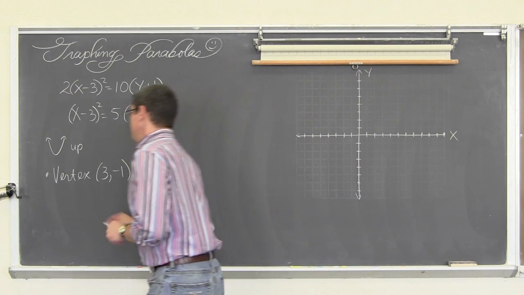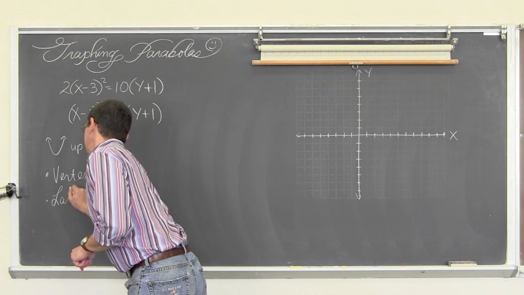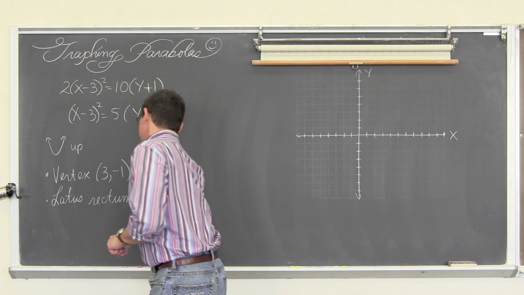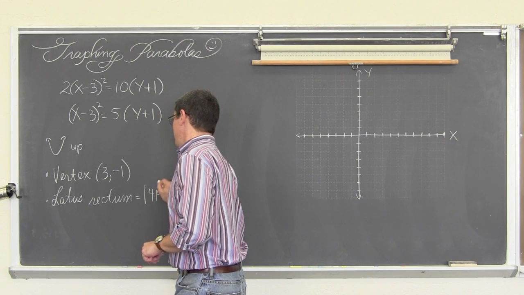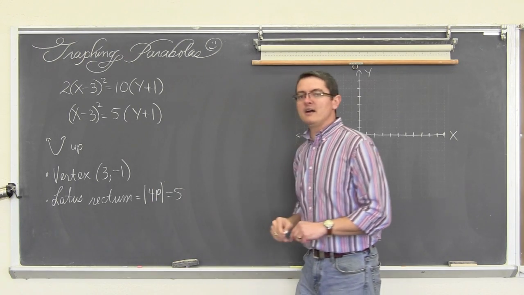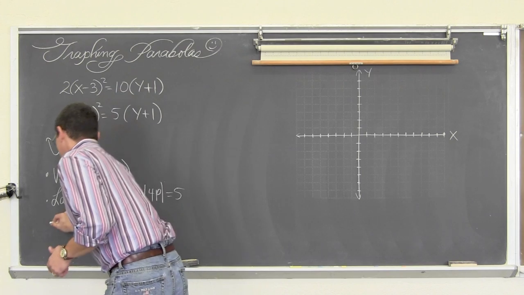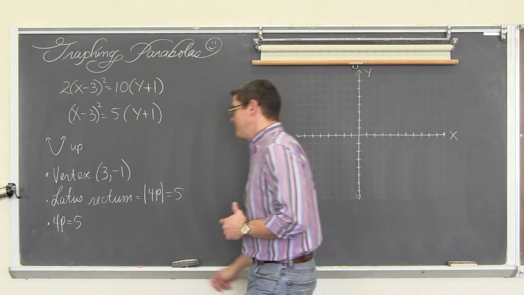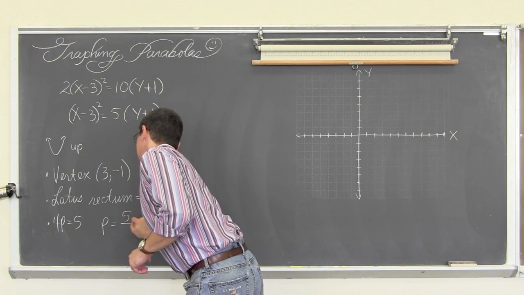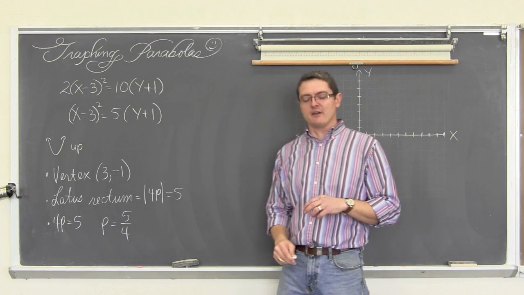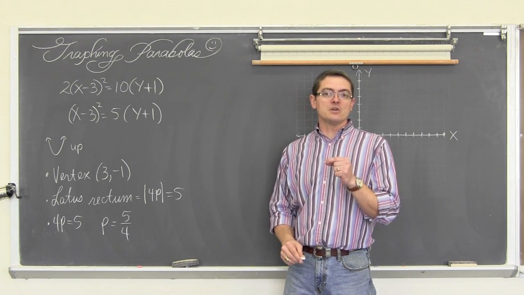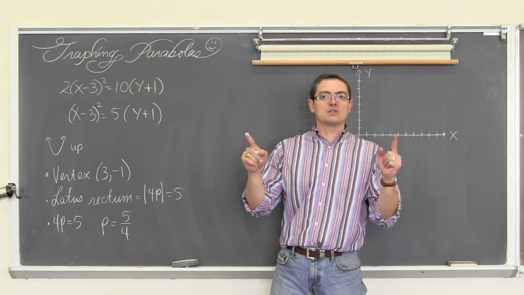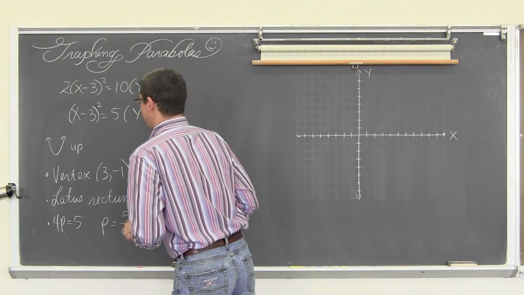What else do we need to know? We need to know that the latus rectum, whose length is equal to the absolute value of 4p, is equal to 5, and that 4p, which is equal to 5, will give you a value of p of 5/4 when you divide both sides by 4. So the vertex is going to be 5/4 of a unit away from the focus point and the directrix. We'll be using that when we get to graphing.